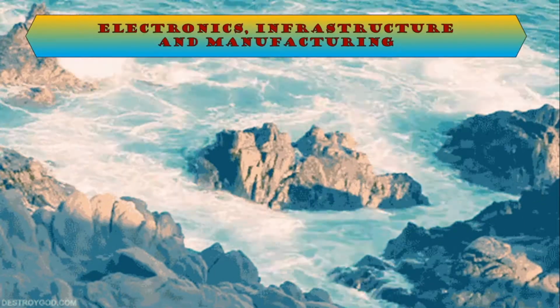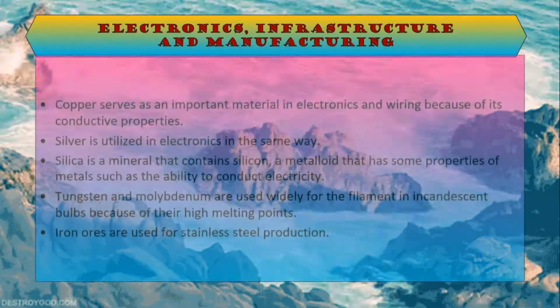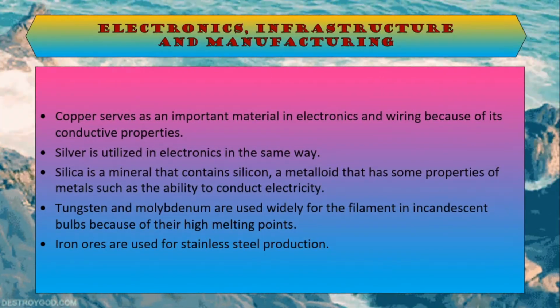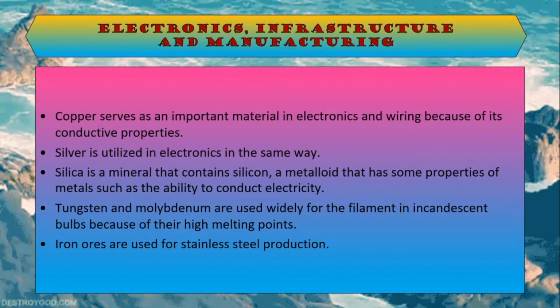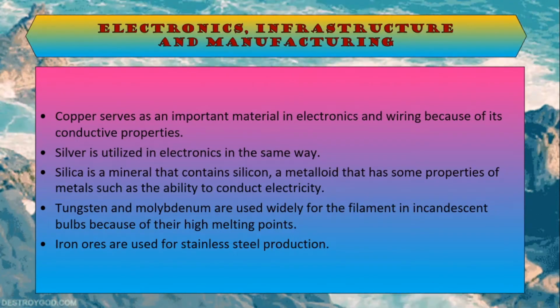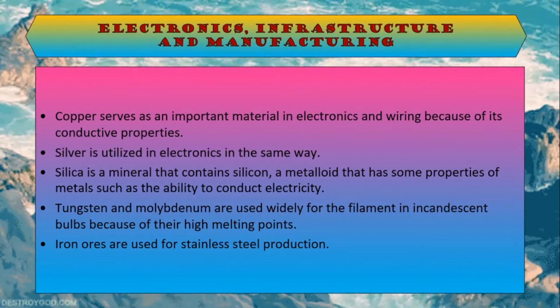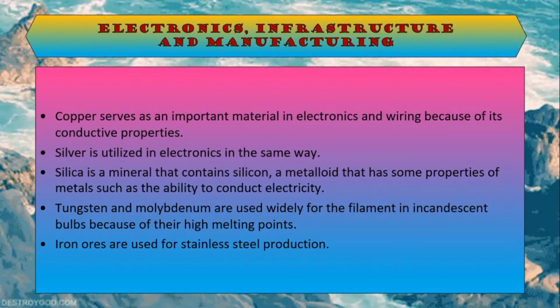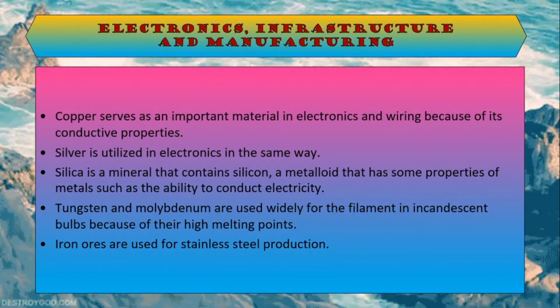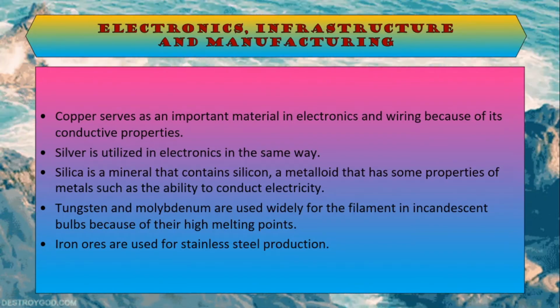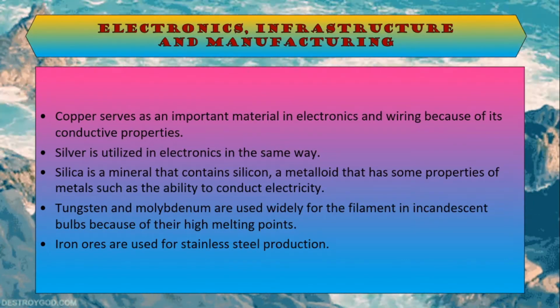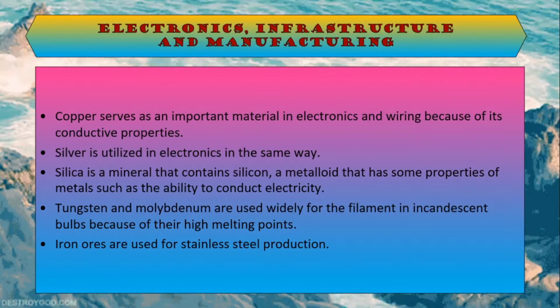Electronics, infrastructure, and manufacturing use of minerals. Copper serves as an important material in electronics and wiring because of its conductive properties. Silver is utilized in electronics in the same way. Silica is a mineral that contains silicon, a metalloid that has some properties of metal such as the ability to conduct electricity. Tungsten and molybdenum are used widely for the filament in incandescent bulbs because of their high melting points.